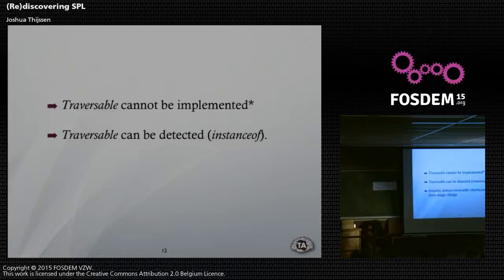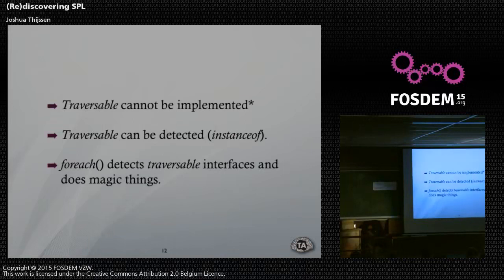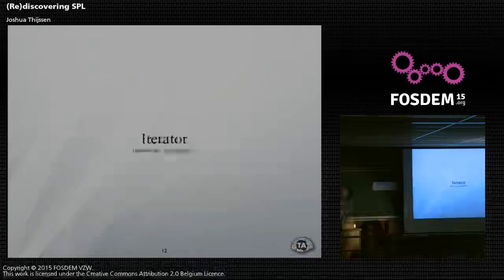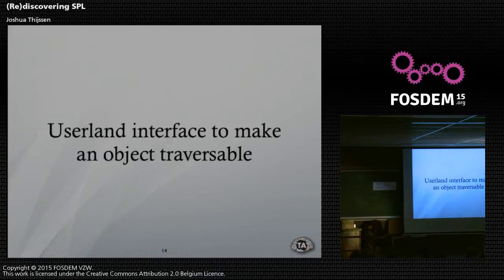Why do we need Traversable? Because if you're going to do foreach on a Traversable object, then it does magic things. With the magic things, I mean you can completely customize the way how foreach iterates over something Traversable, which is really awesome because you can do all kinds of really cool stuff with it. But again, Traversable we cannot implement directly. However, there's something else we can do. We can use Iterator. Iterator is an interface. This is basically our userland interface to make an object Traversable. So if you want to make a Traversable object, we use the Iterator interface for that.